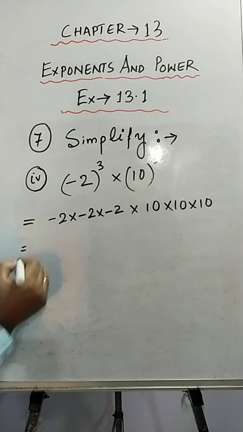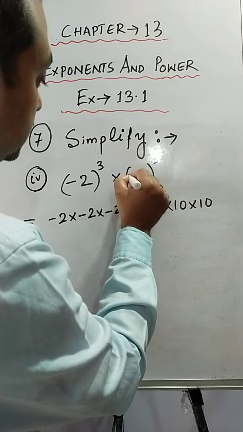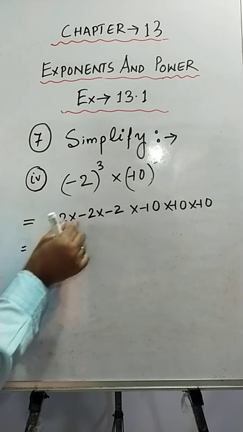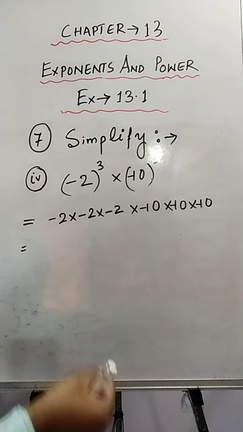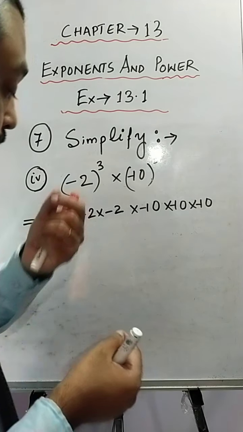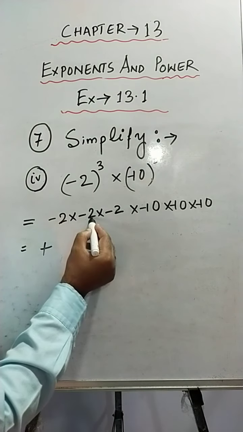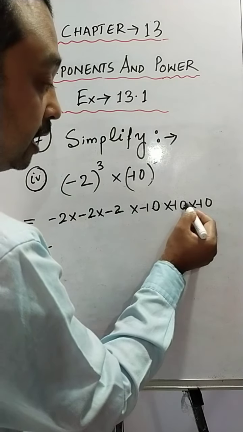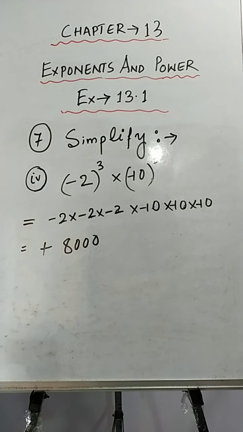Fine. Now how many minus signs are there? 1, 2, 3, 4, 5, 6. 6 is an even number, and when it is an even number, what should be the answer? Positive. Absolutely right. Your answer would be positive. Now just multiply it. 2 2s are 4, 4 2s are 8, 8 tens are 80, 80 tens are 800, 800 into 10 is 8000. 8000, students. Fine. So this is the solution of sum number 4.